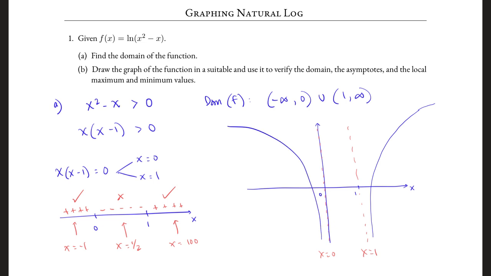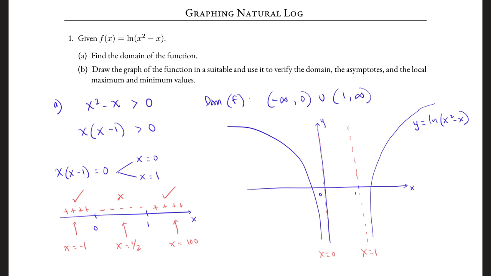And ln of x does not really go all the way up. Eventually, it will increase, but it will increase gradually. This is the graph of y equals ln of x squared minus x. The domain is from negative infinity to 0 and 1 to infinity. The vertical asymptotes will be x equals 0 and x equals 1.